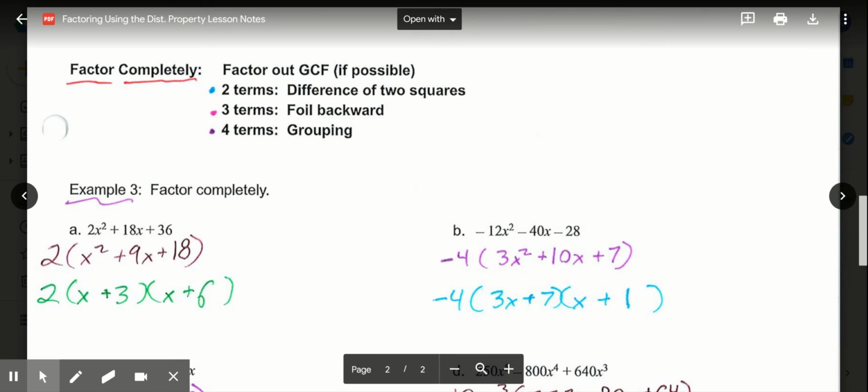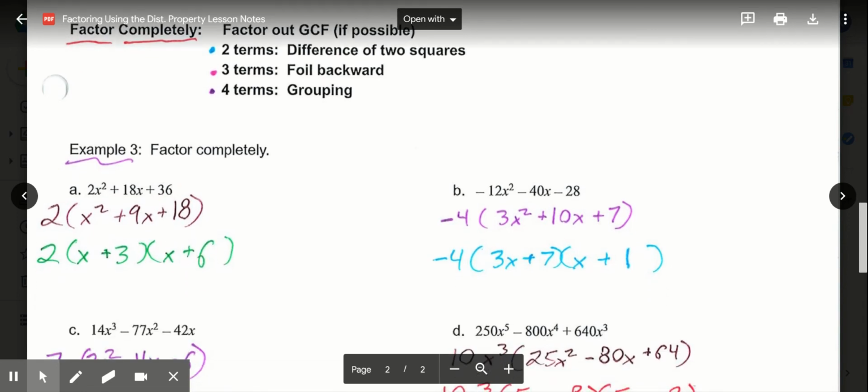So factoring x squared plus 9x plus 18, I need something that adds to 9x and multiplies to 18. So that'd be 6 and 3. So it would be 2 on the outside still. And then when we factor the trinomial, x plus 3 times the quantity of x plus 6.